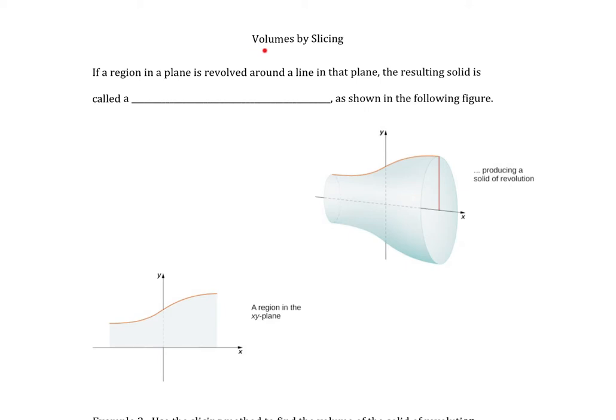Let's continue talking about volumes by slicing. If you have a region in a plane that's revolved around a line in that plane, the resulting solid is called a solid of revolution. And we have a couple of pictures to show you down here.